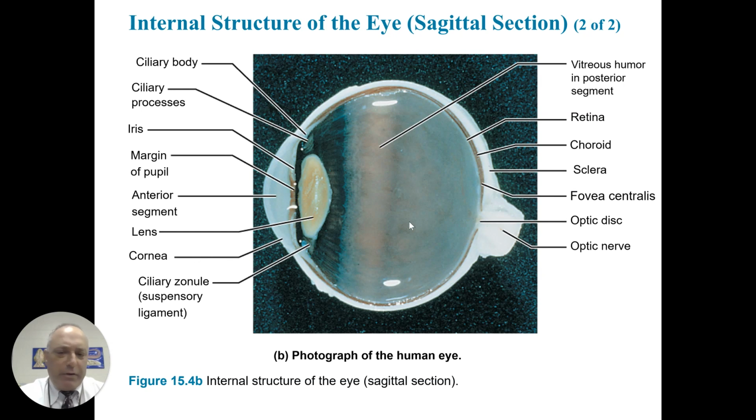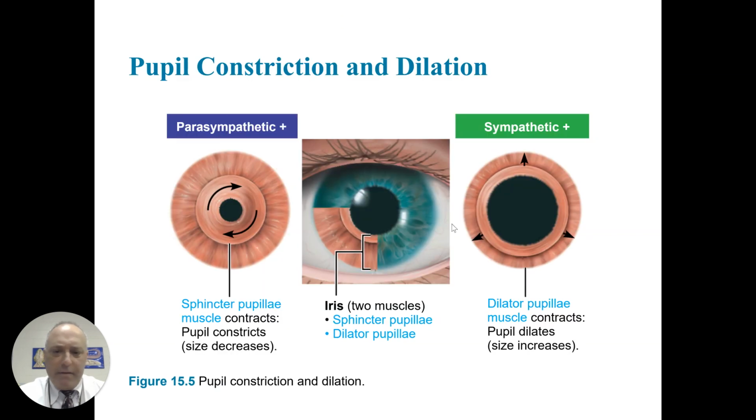Okay, here's another picture showing the vitreous humor in the posterior segment, the aqueous humor in the anterior segment, and the lens. Now the lens is held by the ciliary body and ciliary processes, where there are muscles that will contract or relax to modify the lens shape. And you can see the different layers of the eye.